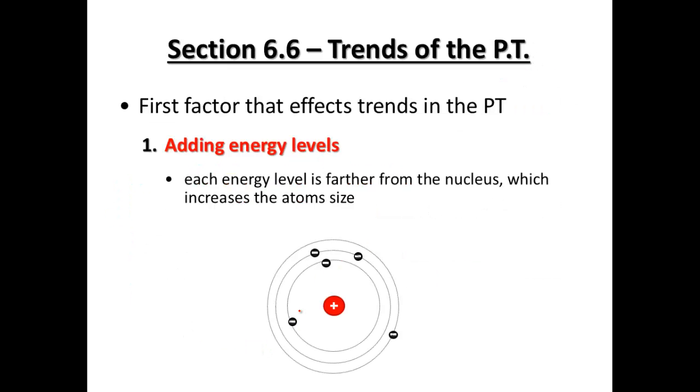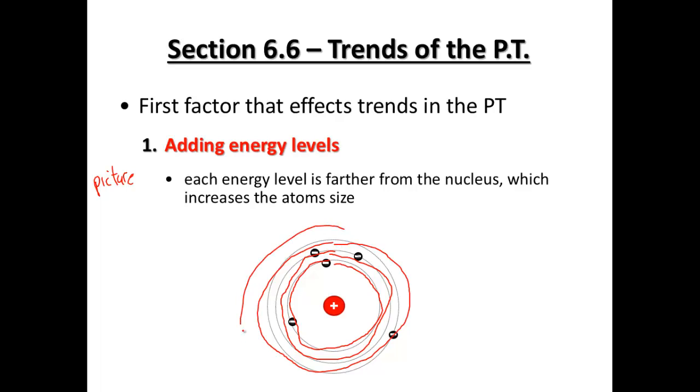To draw a picture of this, a little picture in period 1 for the first one, as we add an energy level around the nucleus, each time we add an energy level, our atom gets bigger and bigger. Size-wise, each energy level that we add is further from the nucleus, which increases the atom size. So more energy levels, we have larger atoms.